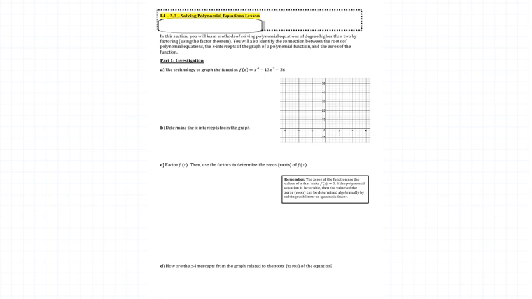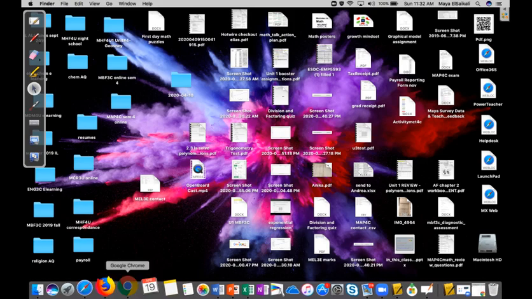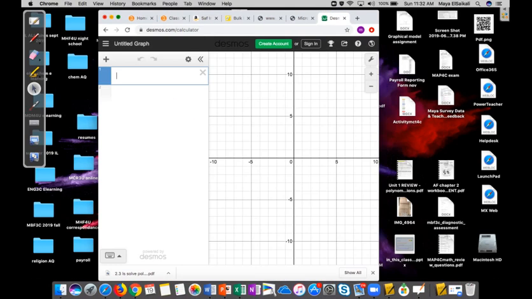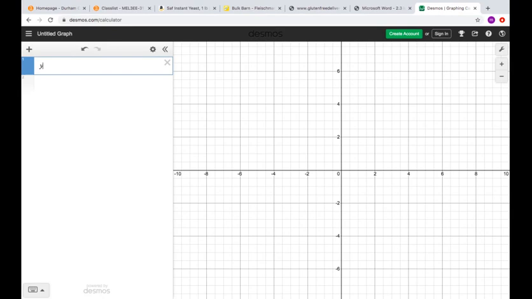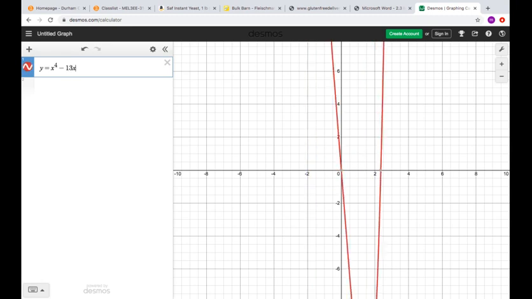Now, in the first question, for part 1, they're asking you to investigate and to use technology to graph the function f of x equals x to the power of 4 minus 13x squared plus 36. So we're going to use technology to graph this. So I am going to go to Desmos, so y equals x to the power of 4 minus 13x squared plus 36.